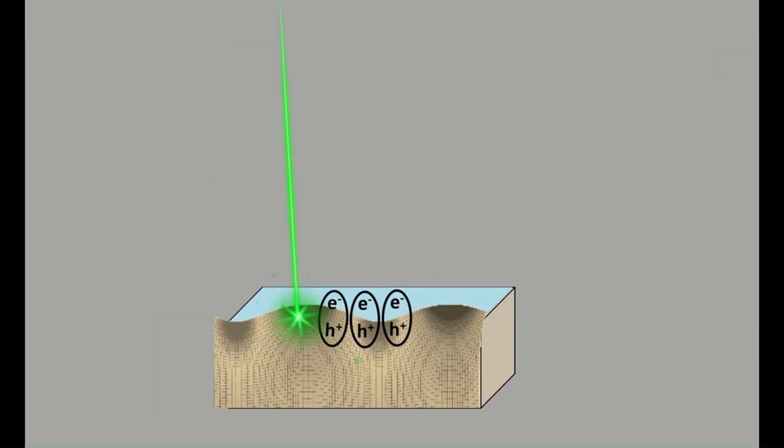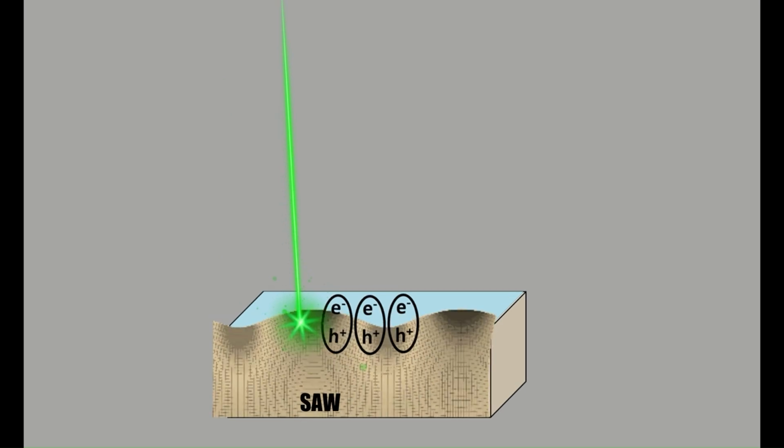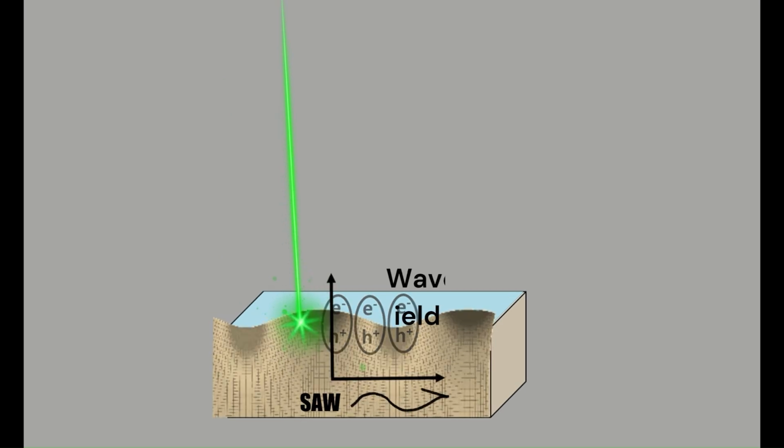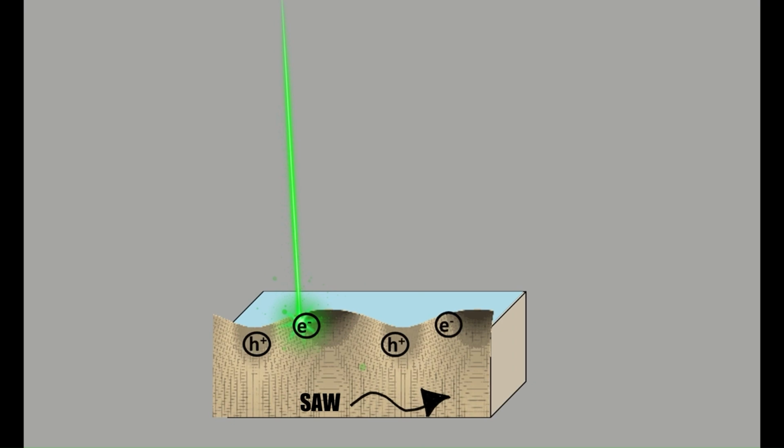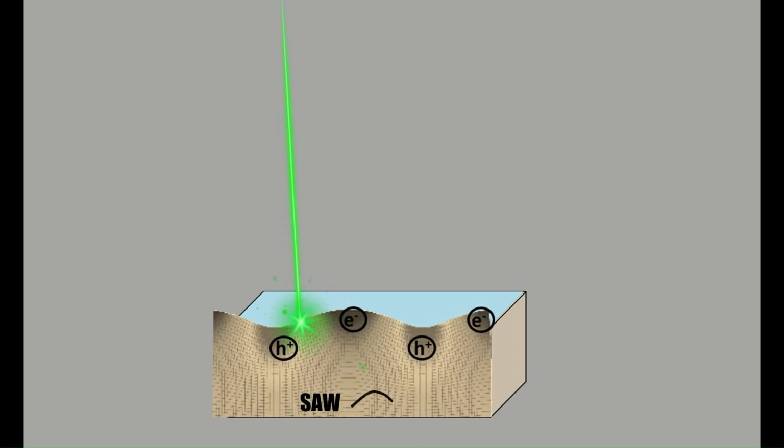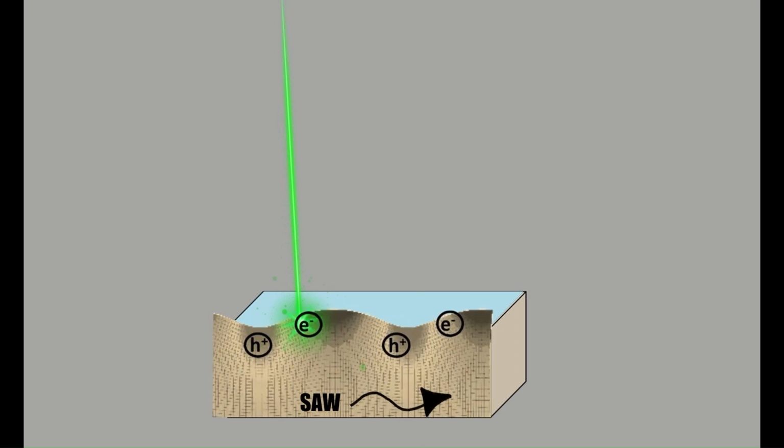If a surface acoustic wave flows through the semiconductor material in presence of the laser, the wave field would separate these pairs into separate charge packets and carry them forward.